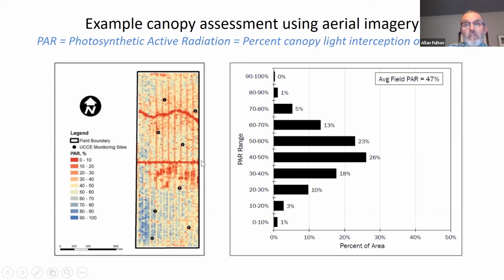The advantage of an aerial image is that you get the perspective of the entire orchard. It's possible to then do statistics on the individual pixels of data and get a frequency distribution graph of the canopy light interception across the orchard. In this orchard, the majority of the orchard, about 70–80% of it, ranged between 30% and 70% canopy light interception, or what we call PAR, photosynthetic active radiation. On average for the orchard, it was 47%.